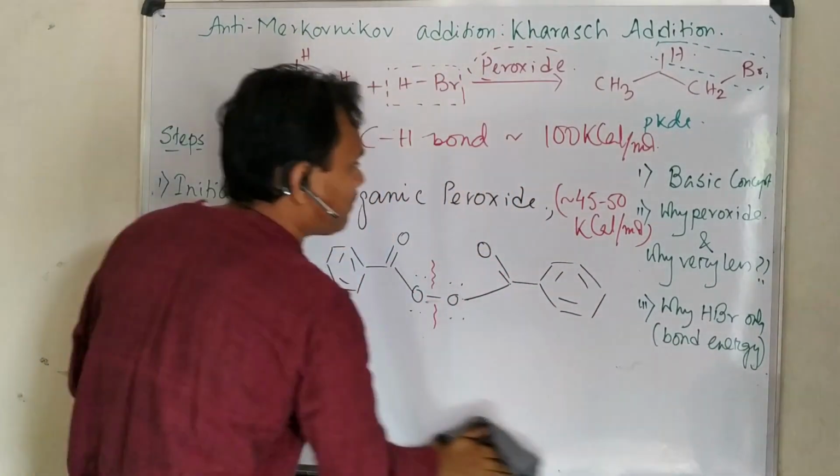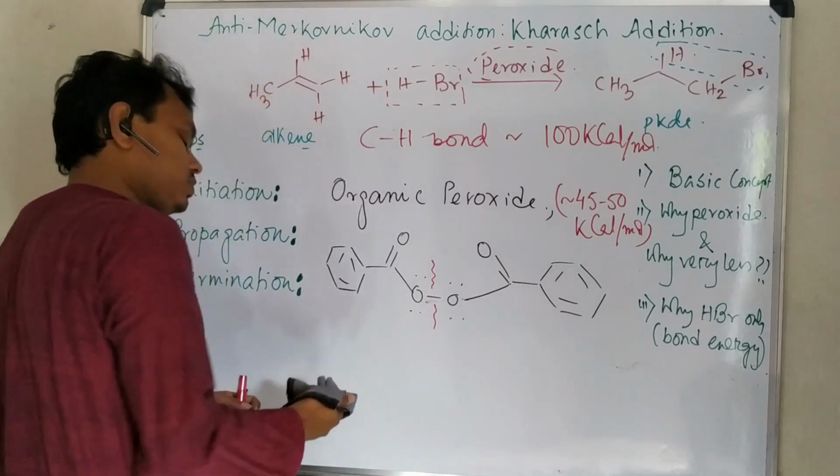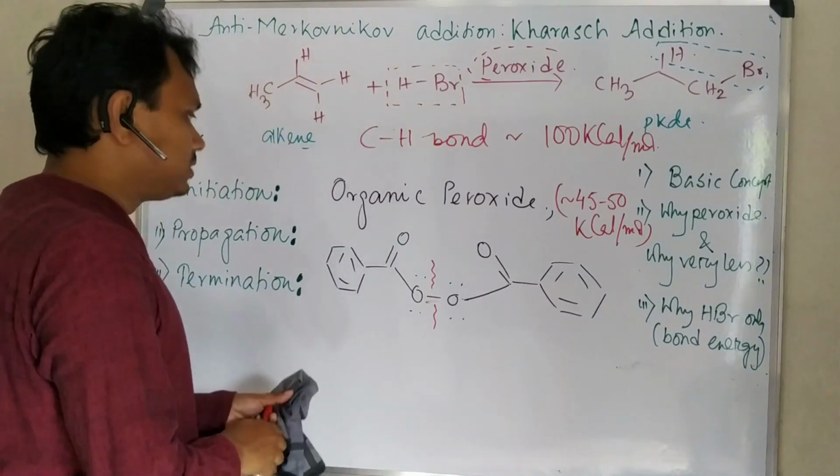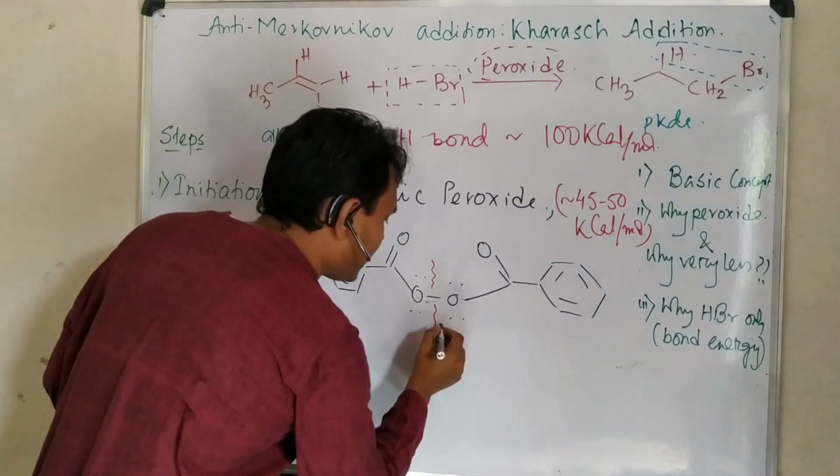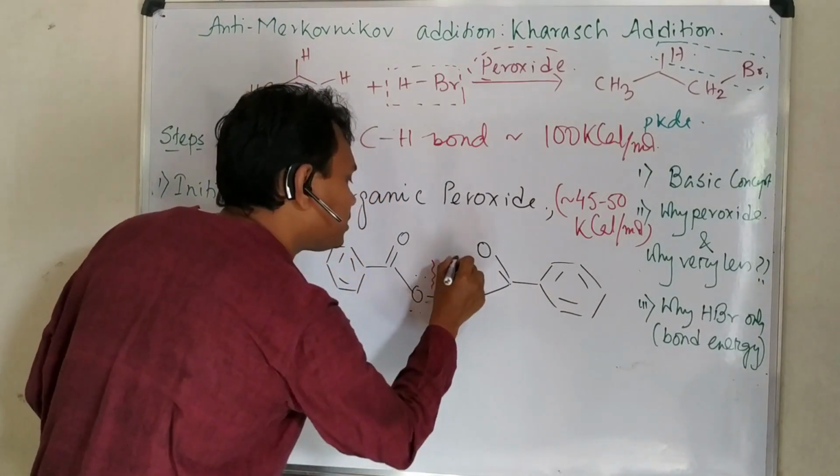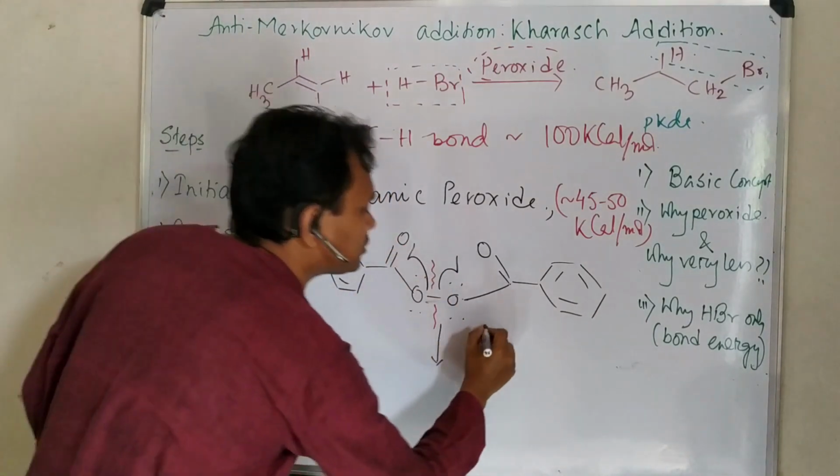So now what happens in this case? Ultimately you understood it generates radicals. So how is this generated? First of all, it breaks in a homolytic fashion.